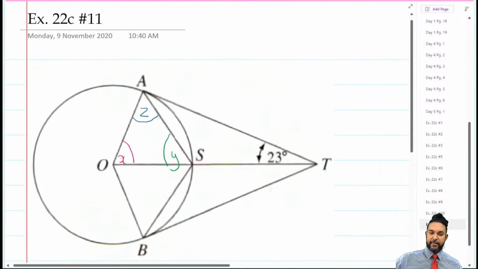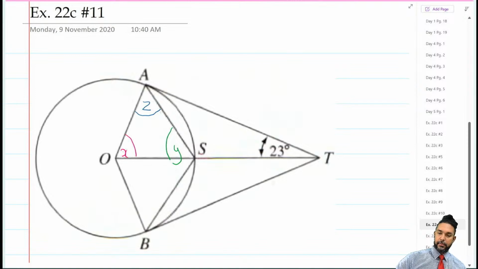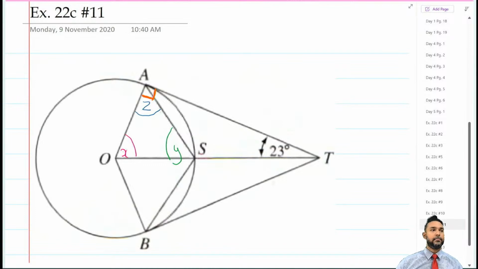All right, this is 11. 180 minus 23 by 2, then divided by 2. Yeah, that's perfectly fine.